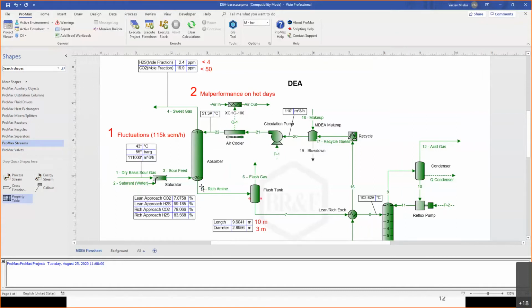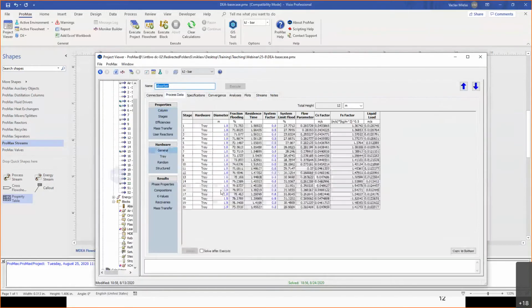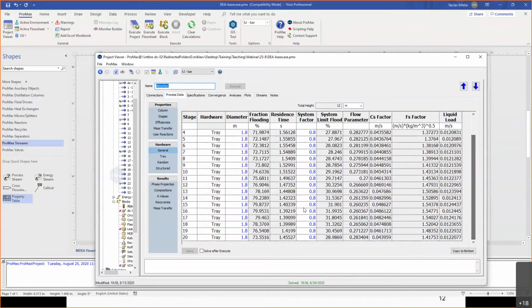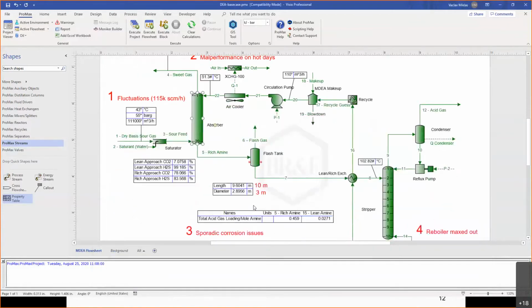Let's start with the absorber. If I open the absorber, go to process data in general, you will see we have geometry here, which you have to have for all the amine absorbers. And based on the geometry, we can, for instance, keep track of fraction flooding. As you can see, it's somewhere between 70 and 80, so that looks quite reasonable. It's not really bad. But once we start playing with the simulation, we might want to keep an eye on this. So that was the absorber.